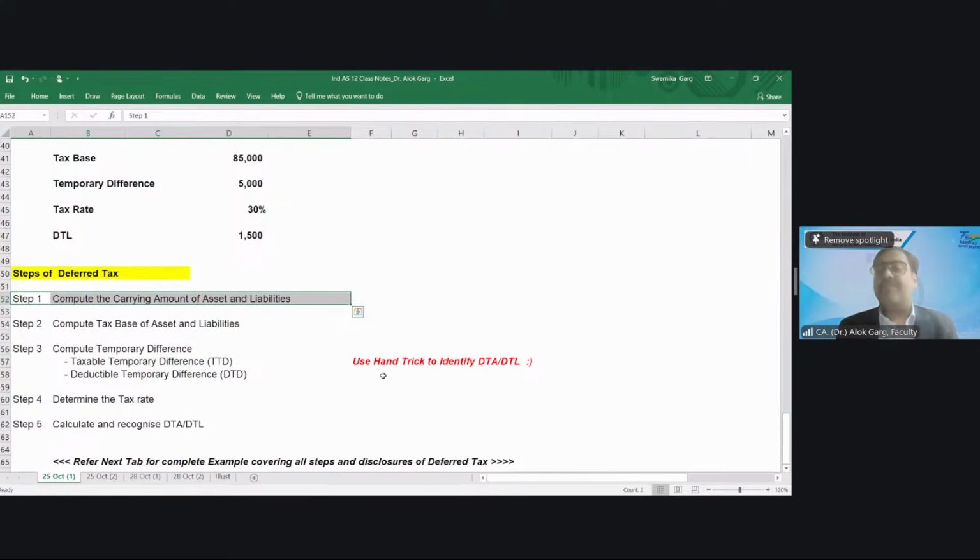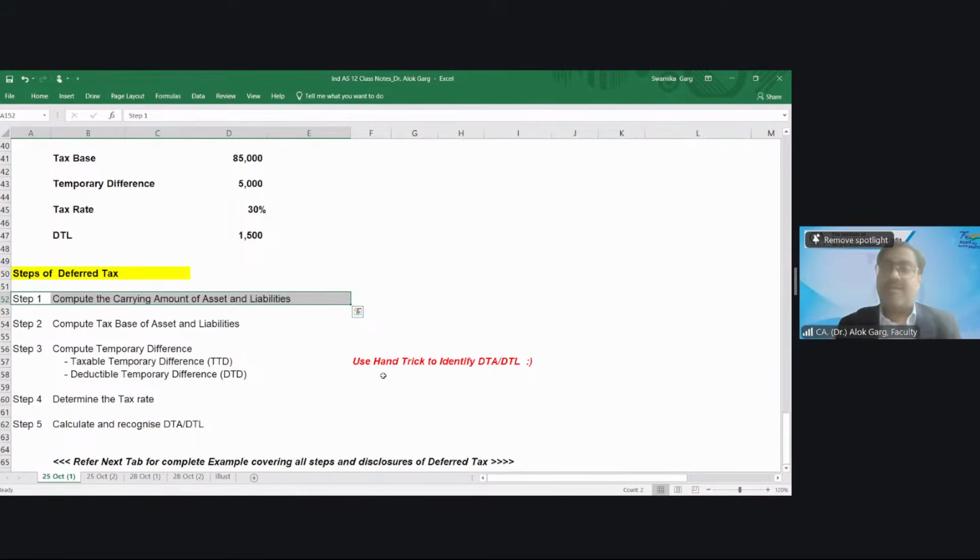For example, it is PP&E. What you will do? You have to charge depreciation and look for impairment losses also, right? Because the formula of carrying amount under Ind AS 16, Ind AS 38 and Ind AS 40 is: carrying amount is equal to cost minus accumulated depreciation minus accumulated impairment losses, right?